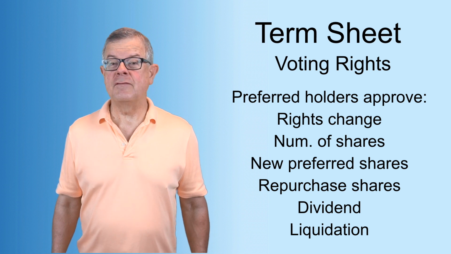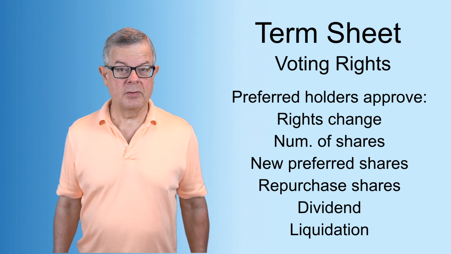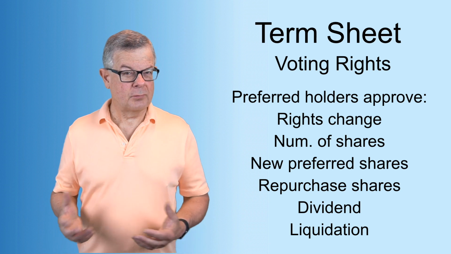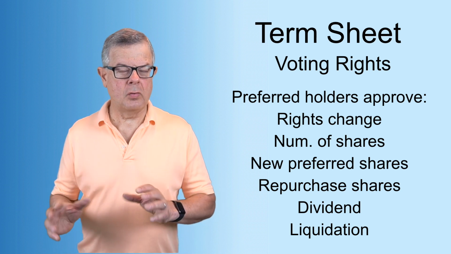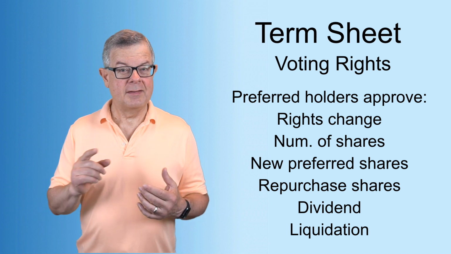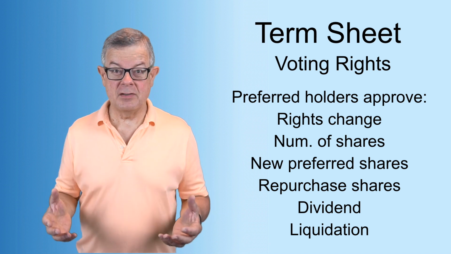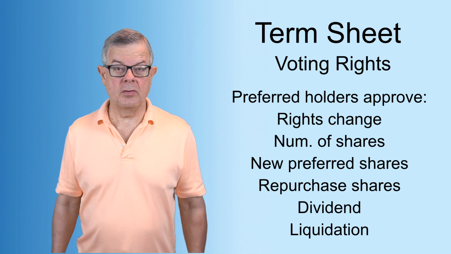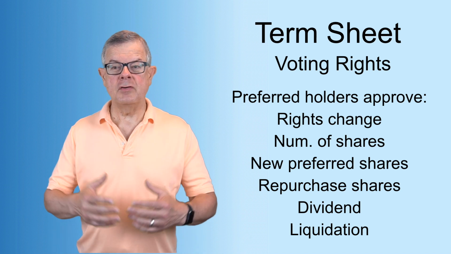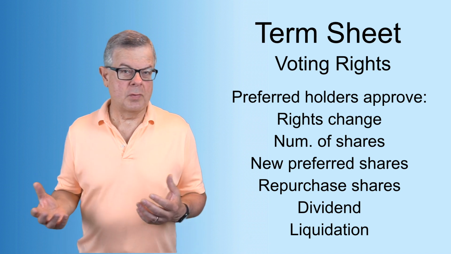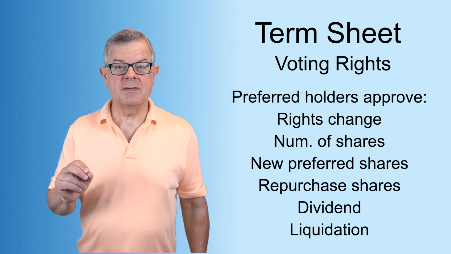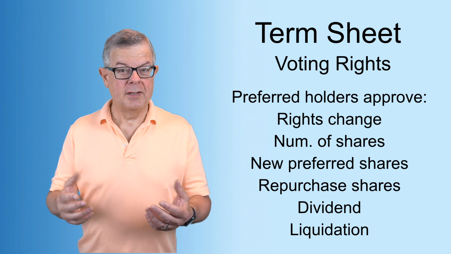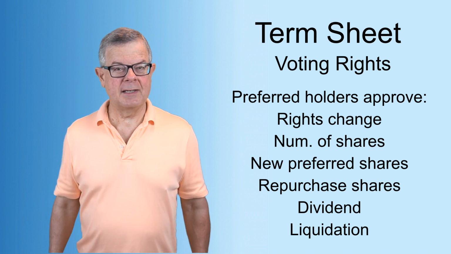So those are some very important key rights that preferred shareholders have. Those kinds of rights are why a company is losing a lot of control when it takes investor money. These are some pretty key veto powers, essentially, that the preferred shareholders have. So keep in mind, even if you're only selling 10 or 20% of your company's stock, that still is providing a lot of control to the preferred shareholders. Good thing to keep in mind.